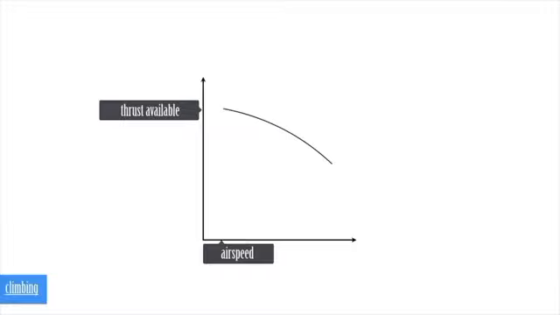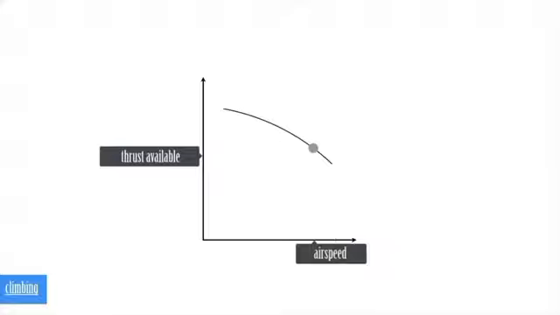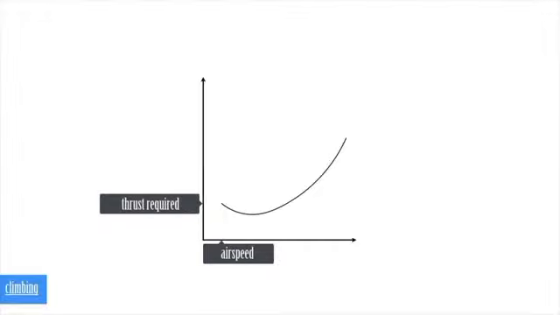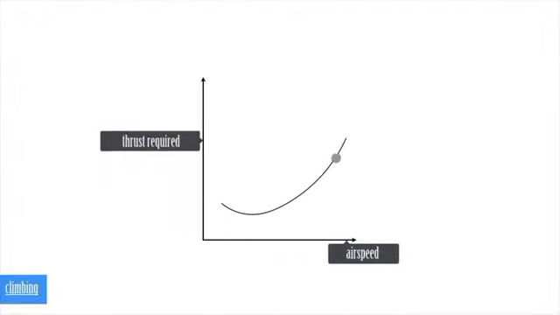This curve represents thrust available against airspeed for straight and level flight. The faster you wish to fly, the less effective the propeller is, so the less thrust it's able to generate. The thrust required curve suggests that generally you need more thrust if you wish to fly faster.